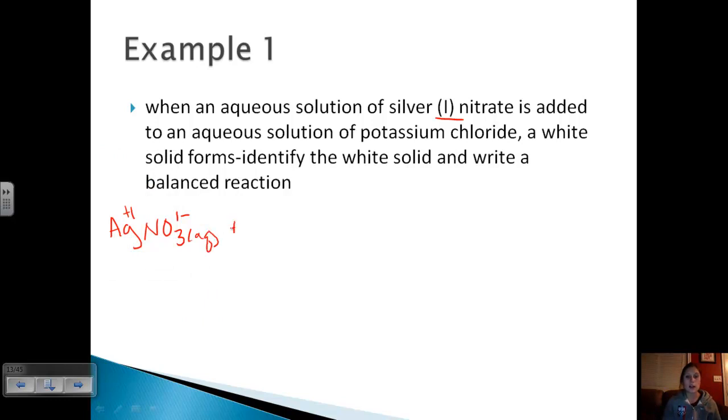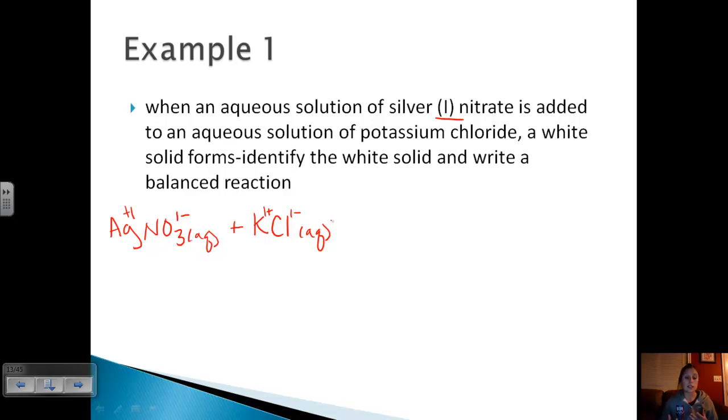So now we have our other reactant of an aqueous solution of potassium chloride. Potassium is a 1 plus, chlorine is a 1 minus, and it's aqueous. Now, if you don't need to write the charges to make it neutral, you don't have to write them.